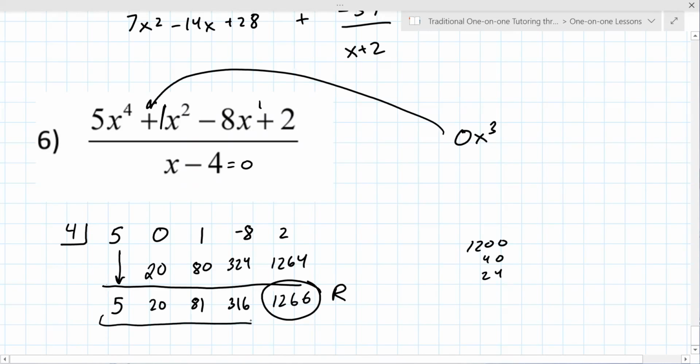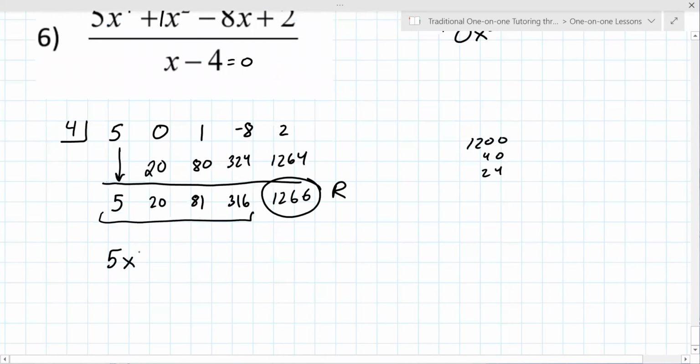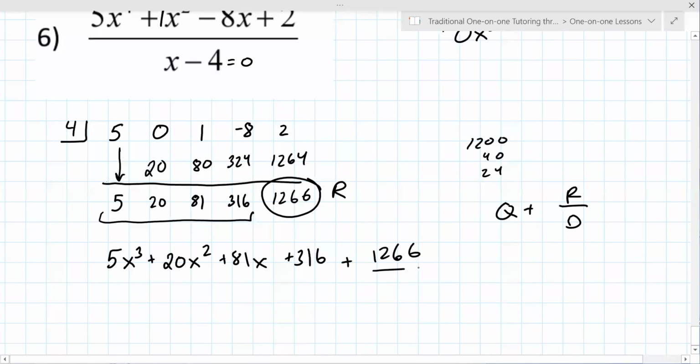This is your quotient. Now this time it started out as x to the 4th. So if it goes down by 1 degree, it's now 5x cubed. And then the others just follow suit. 20x squared plus 81x plus 316. And it's always quotient plus remainder over divisor. Your remainder is 1264. Your divisor is x minus 4. Okay, got it.